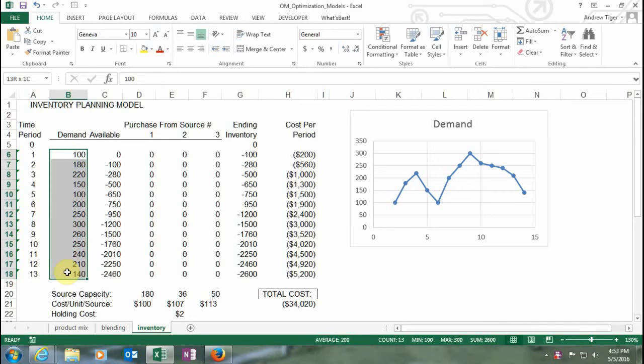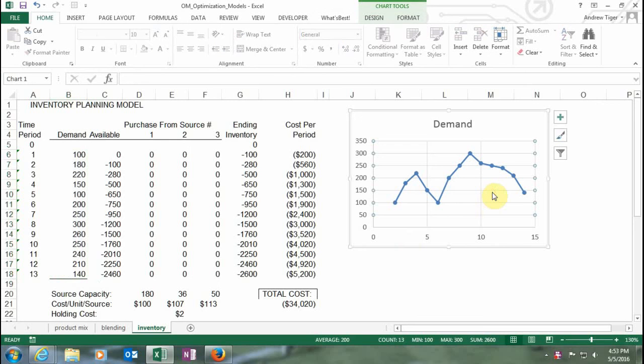So the issue is that we have a 13 time period problem, and I want to assume those are months. This is demand. This is what it looks like. You can see we have two spikes: a spike at the third month and then another big spike around the ninth month, with a big valley. So the question is, how are we going to meet demand?